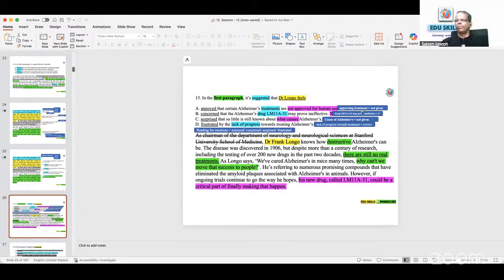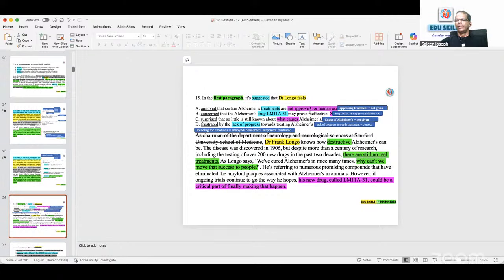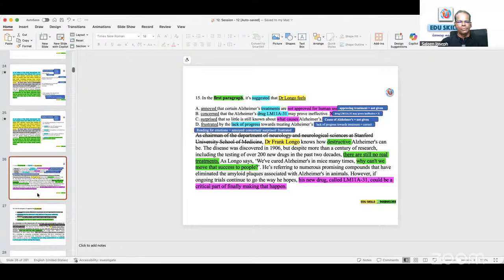Annoyed approving treatment, not approved for human use. Annoyed that certain RCMS treatments are not approved for human race. Approving treatment not given. So it is frustration. Drug may prove ineffective. Again, frustration. Cause of Alzheimer's is not given. And lack of progress towards treatment, correct. Okay, there is no progress. All these are same in the text.